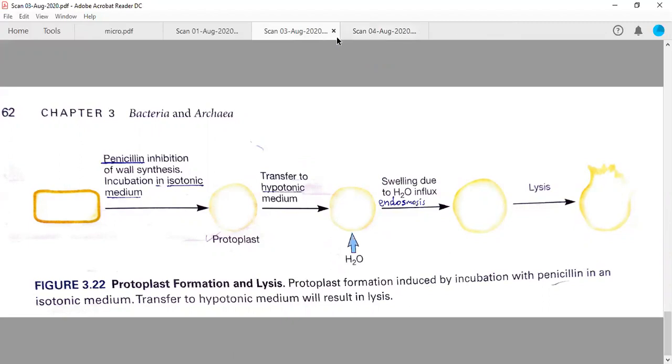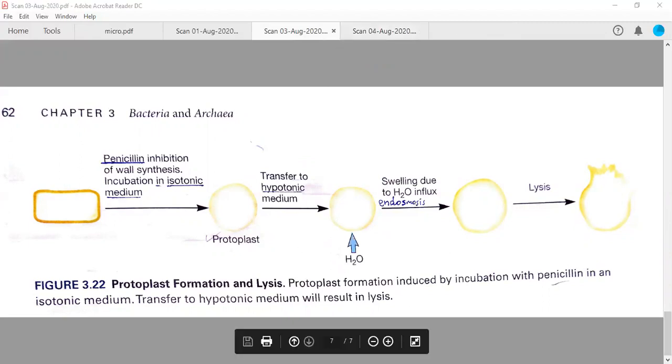Okay, again we will move to our pathfinder. Oh, I closed this. So wait a minute.